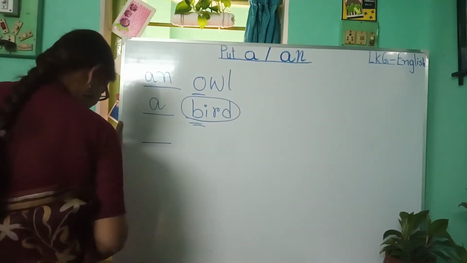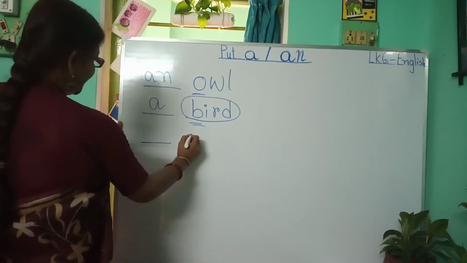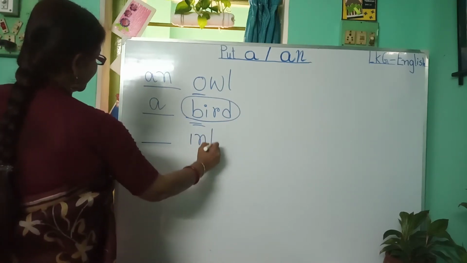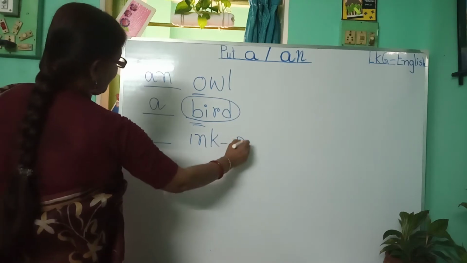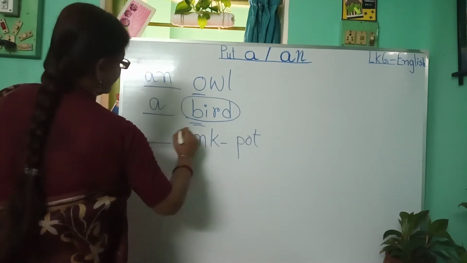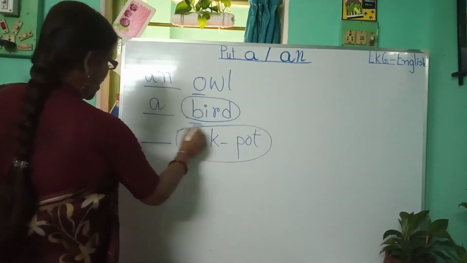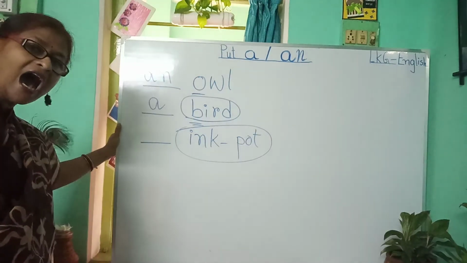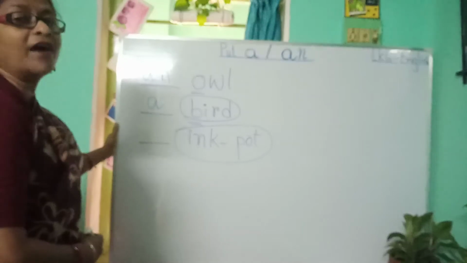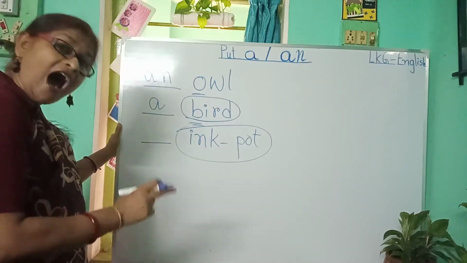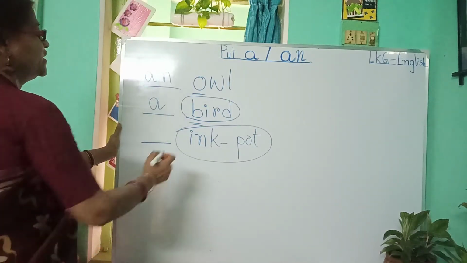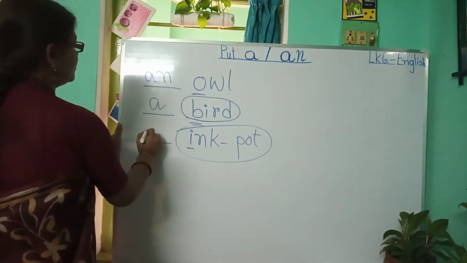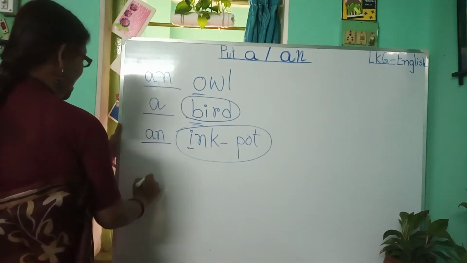Look at the board. Ink pot. I-N-K, ink. P-O-T, pot. Ink pot. The starting letter of ink is I. I is a vowel. A-E-I-O-U. I is a vowel, so I will put here an.